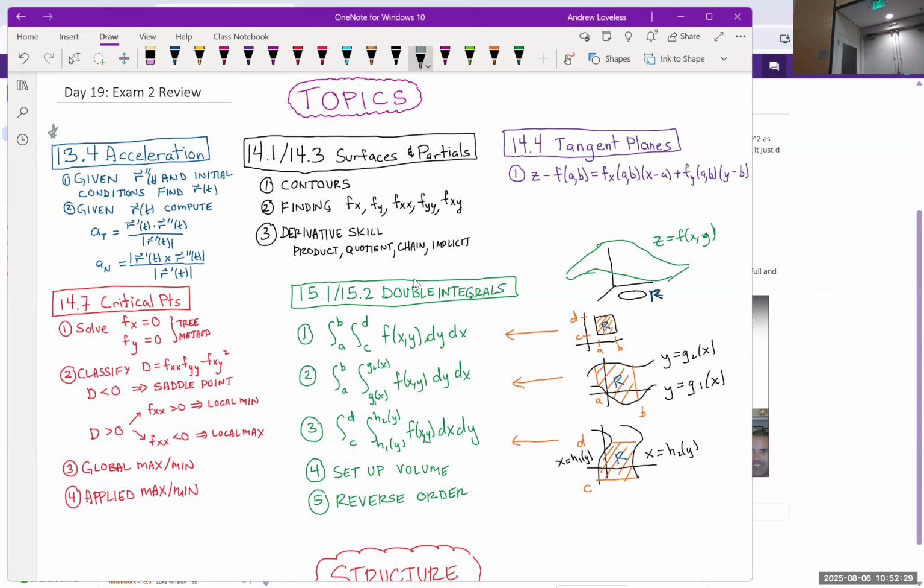So back when we were doing acceleration, there's not a lot I can ask you there, but I could ask you to compute a couple things: take it to a normal component of acceleration, or go from acceleration to velocity and position. I think in one of our review sessions, we did a few of those. There are quite a few of those in my old exams if you're looking for practice.